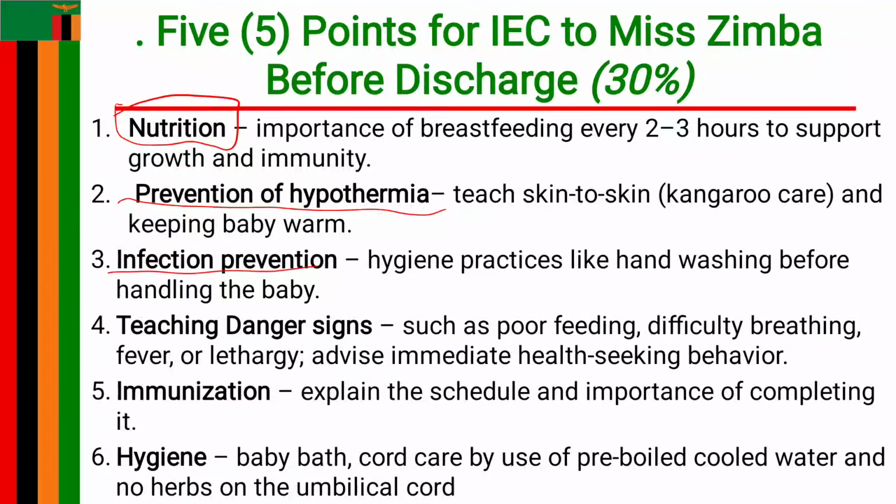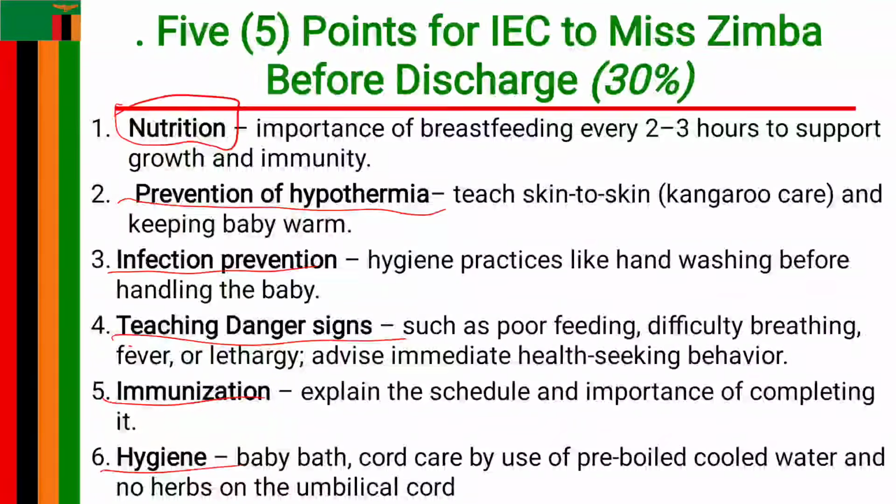You teach the mother on infection prevention, hygiene practices like hand washing before handling the baby, cord care. You advise her not to apply any herbs like cow dung on the cord and any other herb to prevent infections. Teaching danger signs to the mother, such as poor feeding, difficulties in breathing, fever, lethargy, and you advise the mother to immediately seek medical help. Importance of immunization, where you explain the schedule and importance of completing the immunization schedule so that we prevent vaccine preventable diseases.